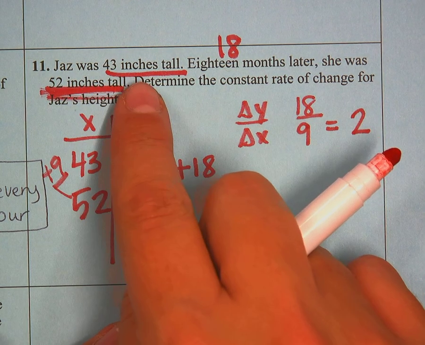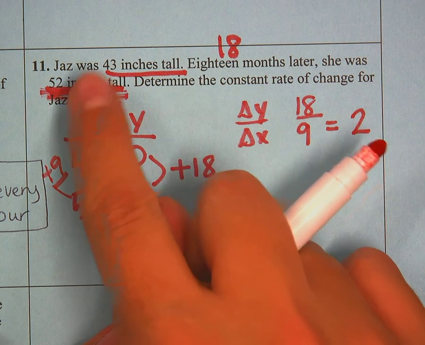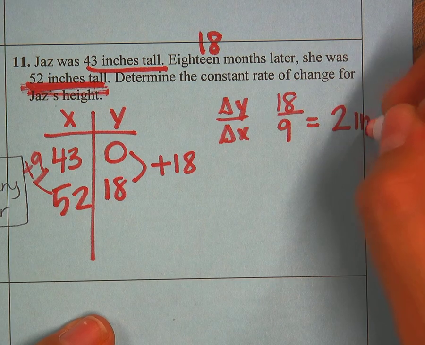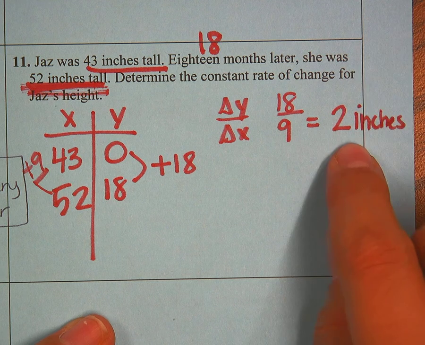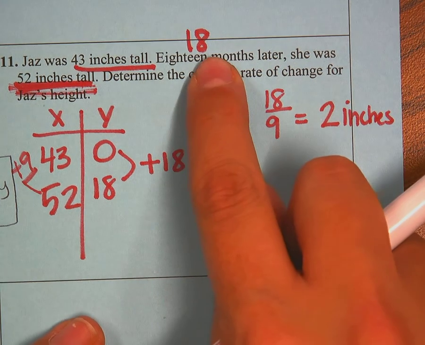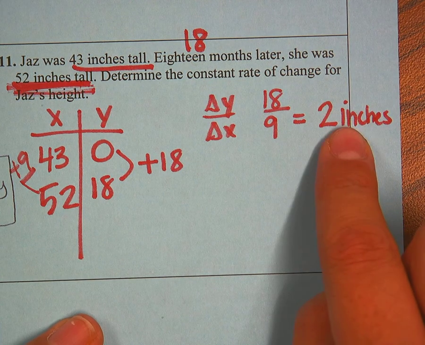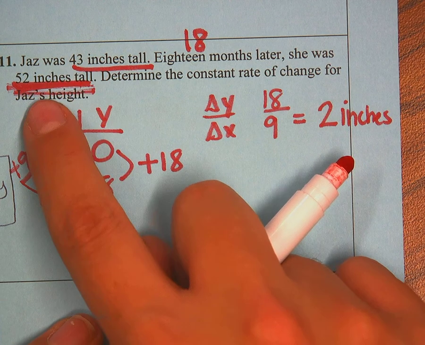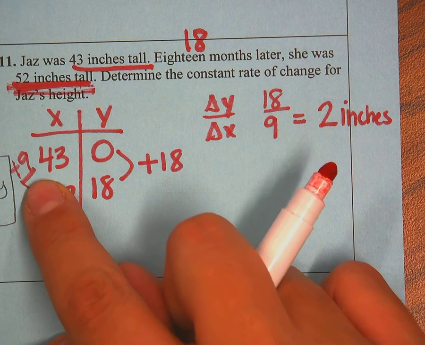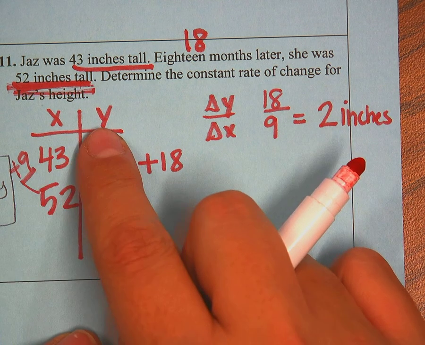It says she's 43 inches tall, then she's now 52 inches tall. The constant rate of change. Does 2 inches make sense to change every month? If that were true, then 18 months later, we would be multiplying that by 2. That would be much too much to go from 43 to 52. So this is why I set it up this way, because I want to make a point. My x and y are flip-flopped.